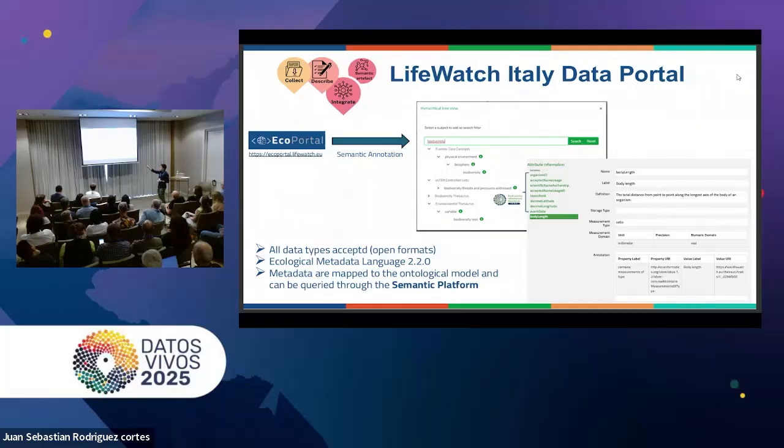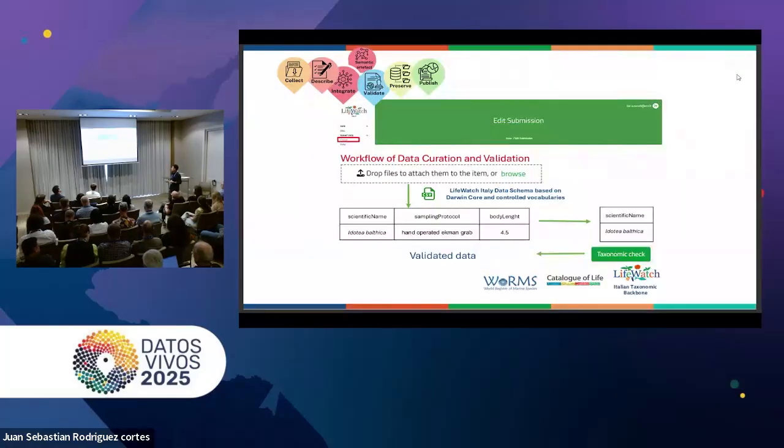This is a data table, which is just the list of headers of the variables of your dataset. Then you have the label, the definition, and most importantly, a URI so that this is fully machine actionable. This allows the mapping of the metadata against our ontological model, and then thanks to the Italian semantic platform, you can query the data and eventually integrate them.